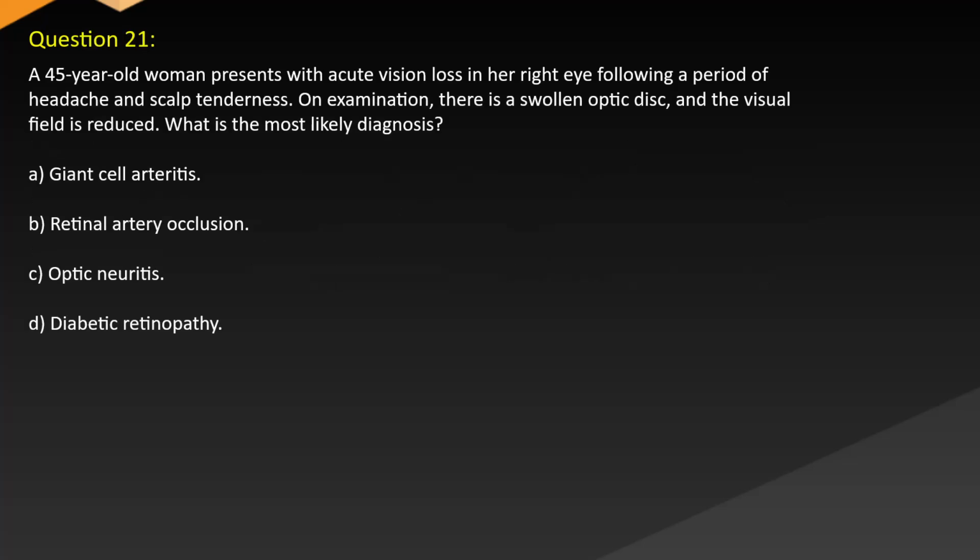swelling. Question 21. A 45-year-old woman presents with acute vision loss in her right eye following a period of headache and scalp tenderness. On examination, there is a swollen optic disc and the visual field is reduced. What is the most likely diagnosis? A. Giant cell arteritis. B. Retinal artery occlusion. C. Optic neuritis. D. Diabetic retinopathy.